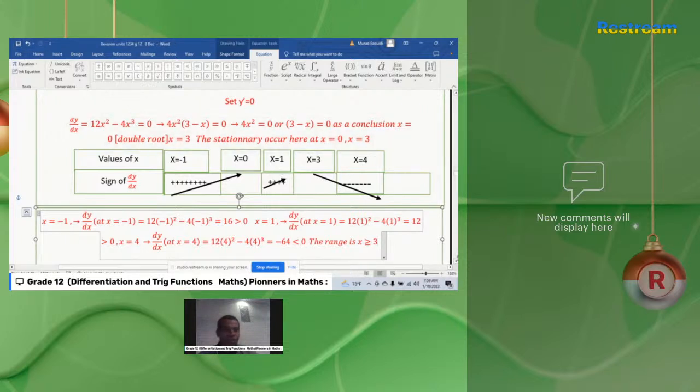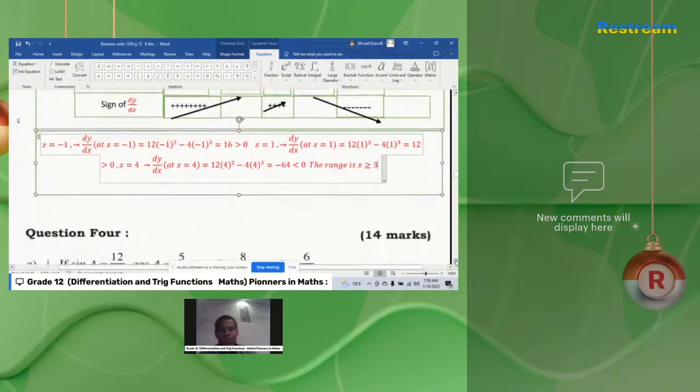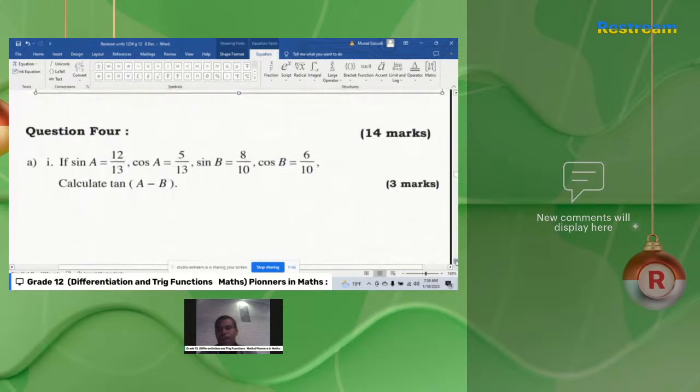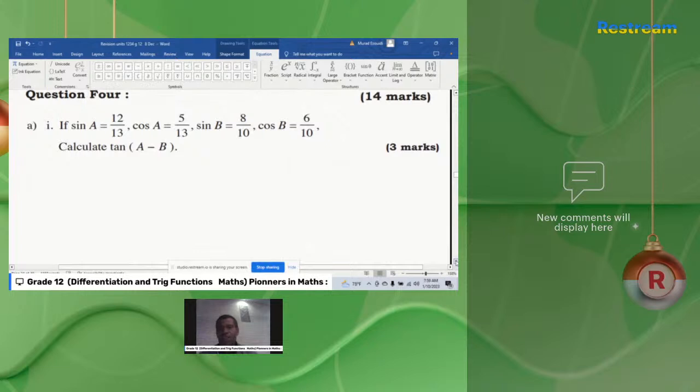Now learners, we continue. Yes, question 4. If sine of a equals 12 divided by 13, cosine of a is 5 over 13. Sine of b is 8 divided by 10, and cosine of b is equal to 6 over 10. Calculate the tangent of a minus b.